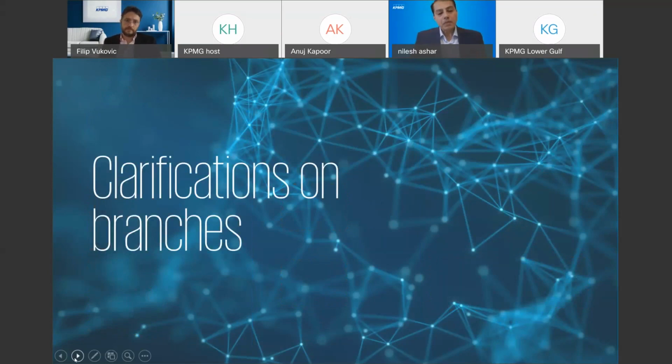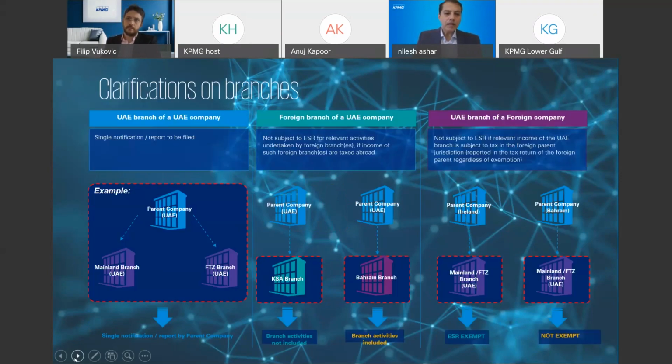Then we look at some of the clarification on branches. I think this is one where there was a fair bit of confusion and uncertainty under the original regulations. In a welcome move, the Ministry of Finance has helpfully clarified the treatment on branches, both UAE and foreign branches. So if you look at a pure UAE parent company with UAE branches, previously you had different regulatory authorities taking the view that you need multiple notifications to be filed. The new regulations have clarified that a UAE parent with UAE branches, whether mainland or free zone, should now file a single notification or a single report on its substance requirements.